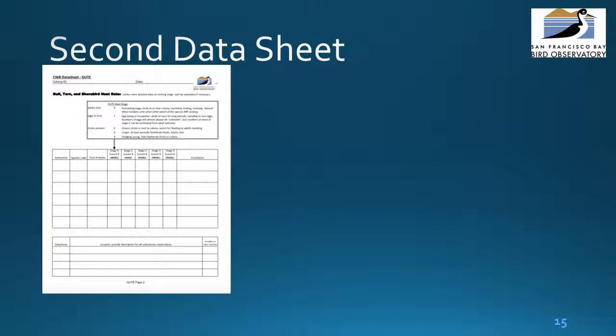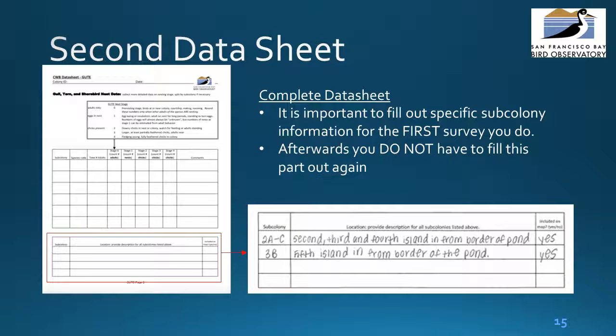The final portion of the data sheet has a section to include more information about where the subcolony is and describing it. It is essential that you fill this portion out the first time you designate a subcolony, but it does not need to be filled out every time. If you add a subcolony later in the season, be sure to record it in this section. We also ask that you attach a site map with the subcolonies shown in the back of the sheet.